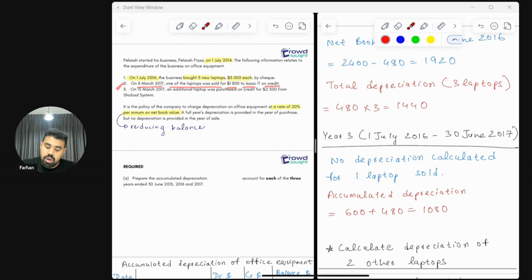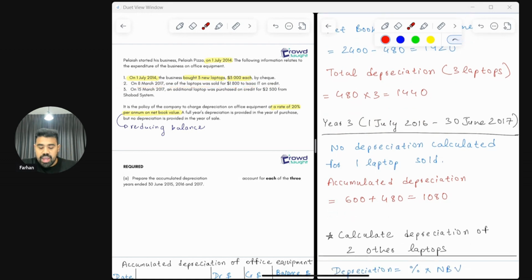Okay, now we don't calculate any depreciation for this laptop that we have sold, and this is mainly based on the company's policy, which is given in the last paragraph of the question, which clearly mentions a full depreciation is provided in the year of purchase, but no depreciation is provided in the year of sale. Do you see that? I'm just underlining it, okay?